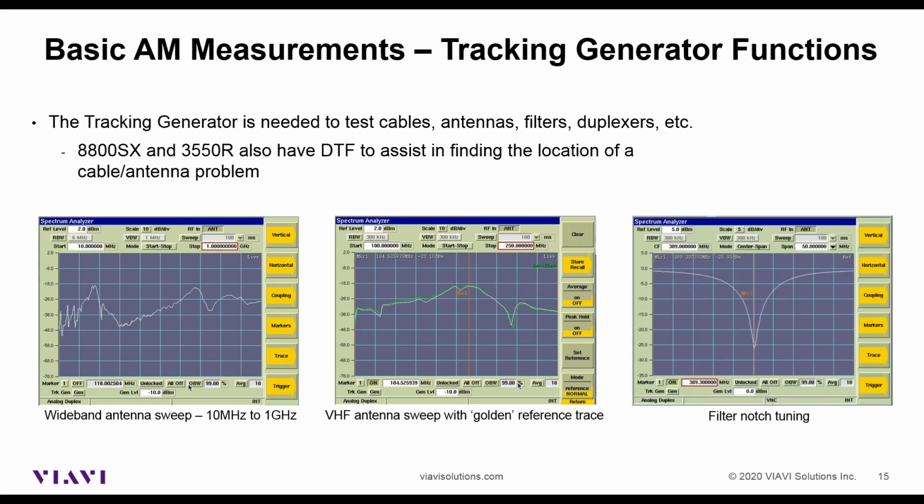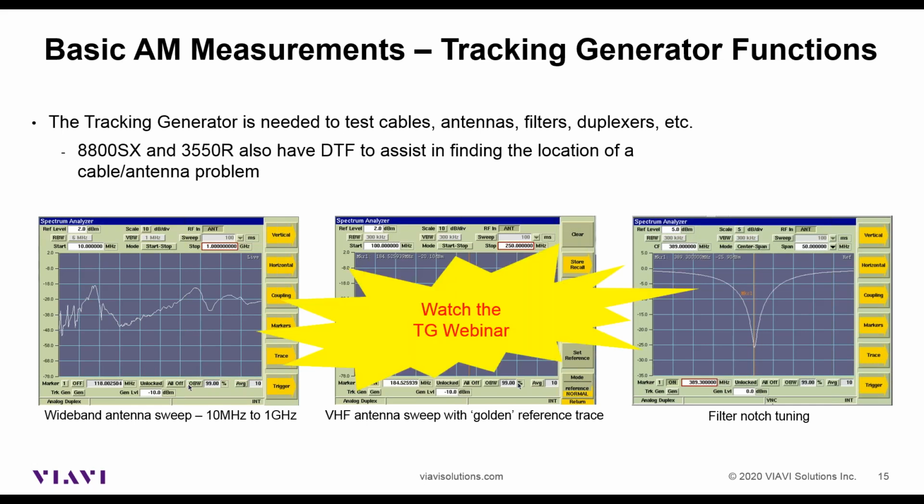Another thing you might want to do is to check or tune the notch on a filter. You might want to do some tuning on some duplexers, diplexers, or something else. But there is a whole webinar that we've done already on the tracking generator capabilities. I think that focused on the 8800 SX. Again, broadly similar measurements on the 3920B. One thing to highlight is that the 8800 SX and 3550R do have distance to fault capability as well, which you don't get on the 3920 series.